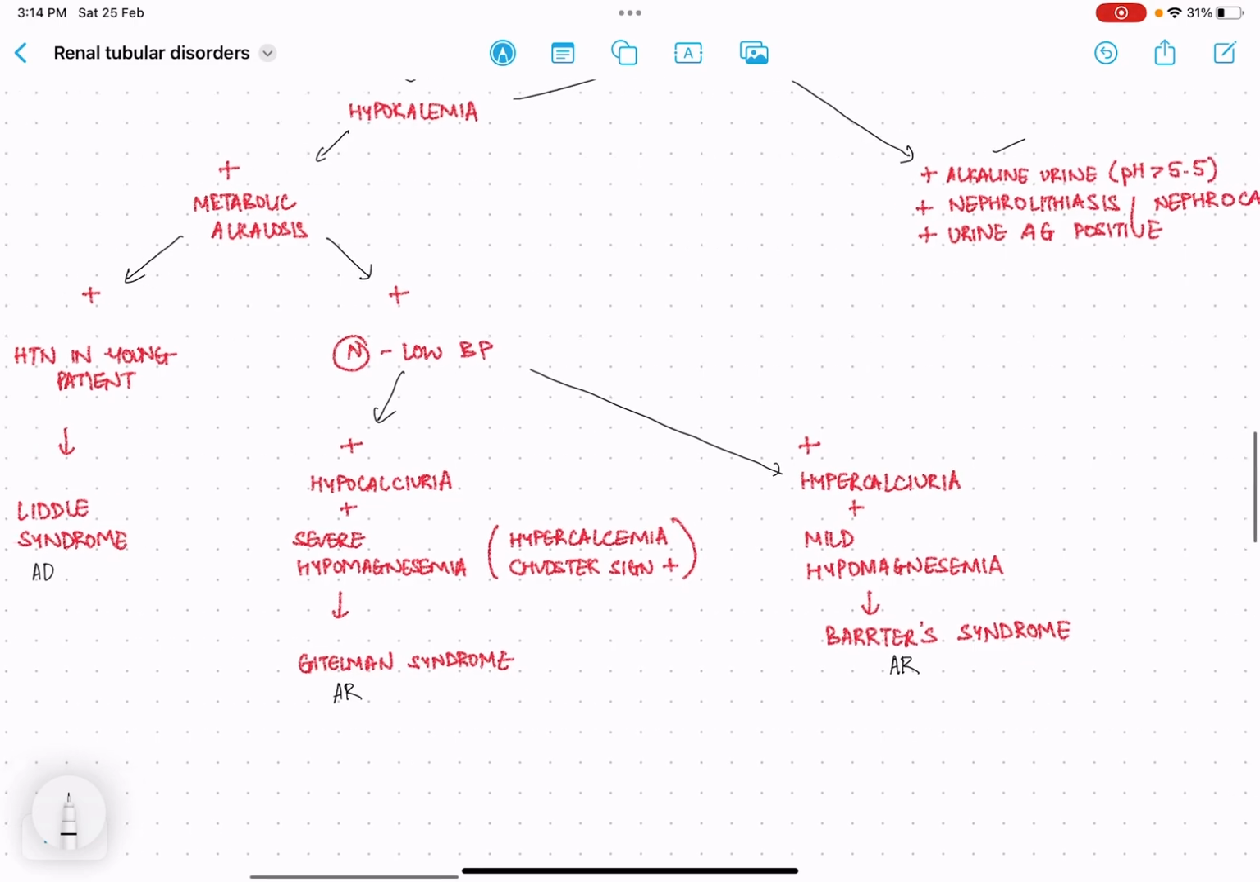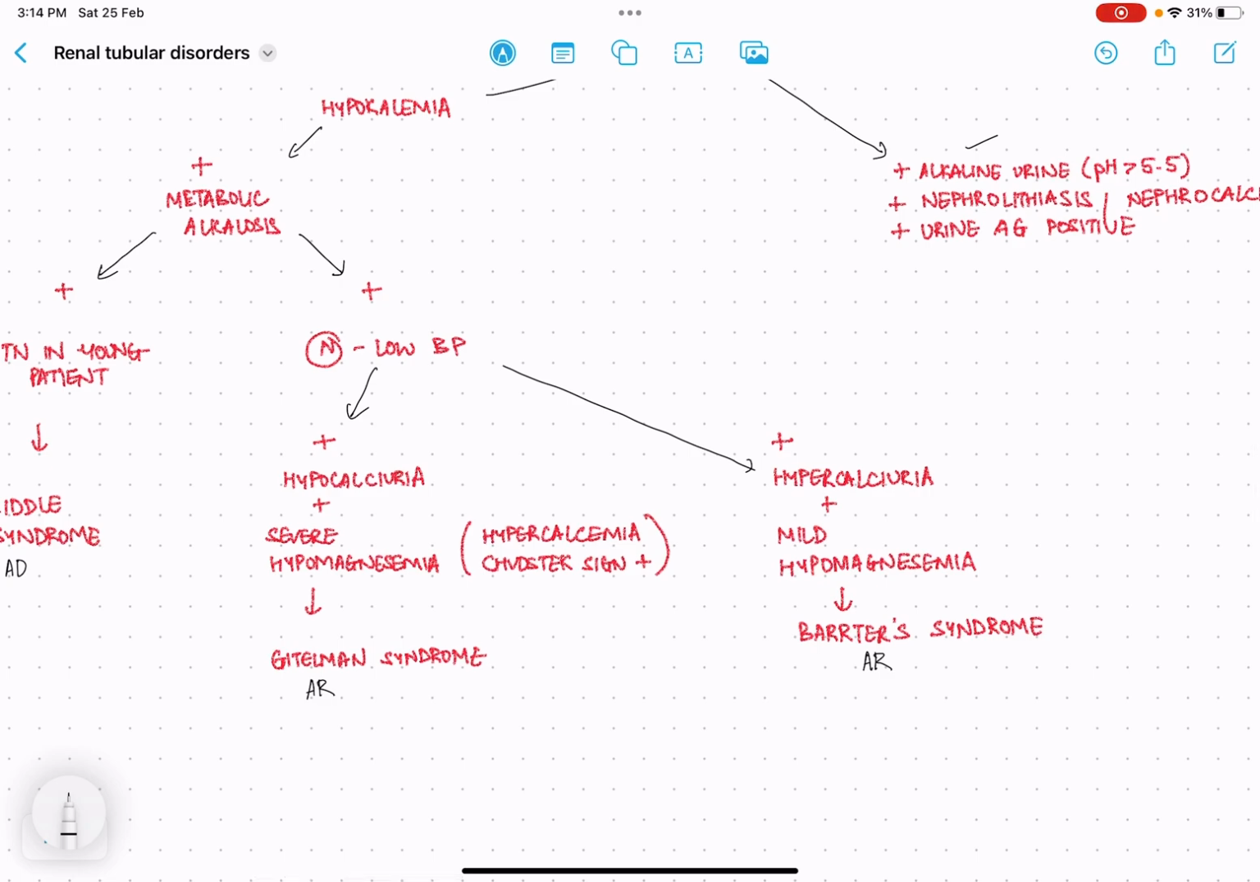Whereas in Bartter syndrome, you will have hypercalciuria, so there will be increased calcium in the urine, not in the blood, along with mild hypomagnesemia. This is Bartter's syndrome. Both Bartter's and Gitelman are autosomal recessive disorders.